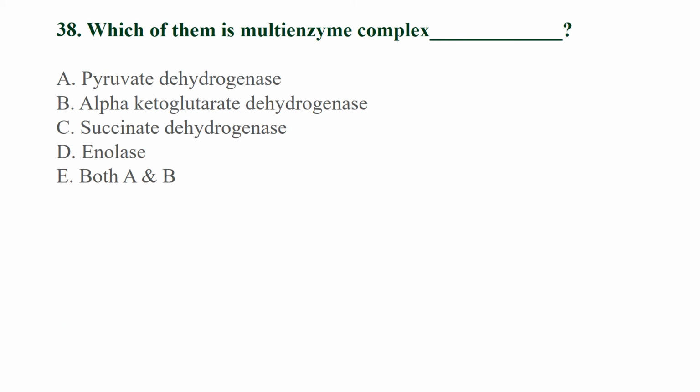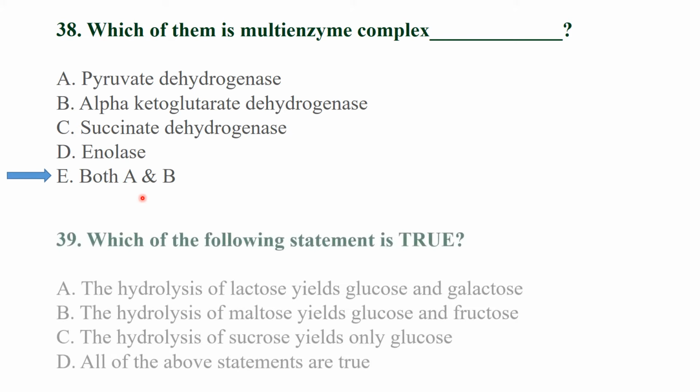Which of them is a multi-enzyme complex? So the multi-enzyme complex among these is pyruvate dehydrogenase and alpha-beta-glucuronidase. Which of the following statements is true? The hydrolysis of lactose yields glucose and galactose. One molecule of acetyl coenzyme A gives rise to how many ATP molecules? 12 ATP molecules.